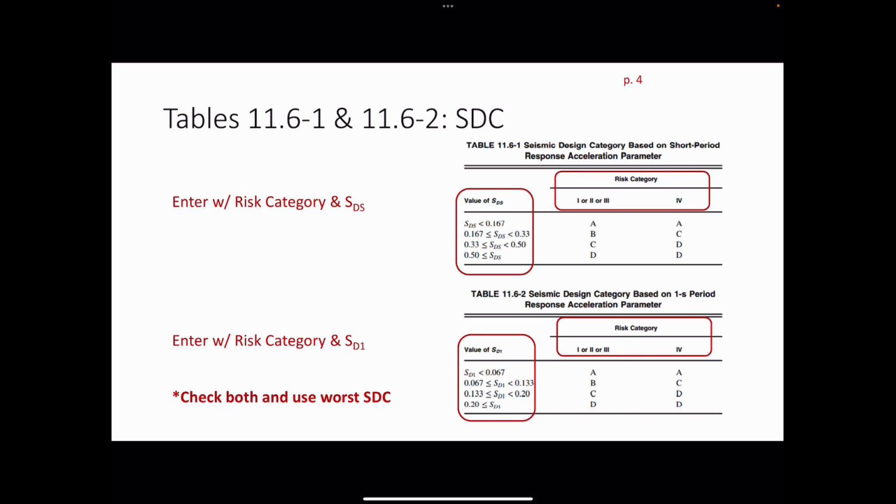All right, so here we finally made it to those tables on page 4. So this is where you would enter with risk category and SDS, or in table 2, risk category and SD1. Again, you have to check both and use whichever one gives you the worst case result, right?